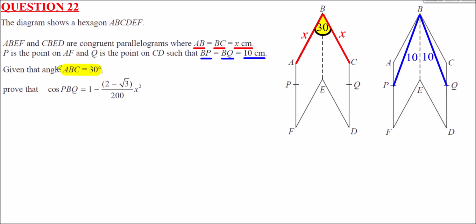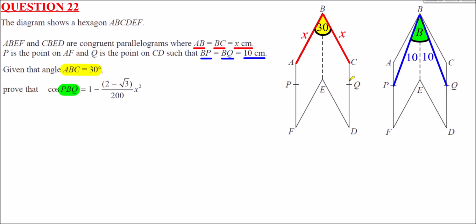And we're wanting to prove that cos PBQ is this horrible looking expression here. So cos PBQ is the angle made as you go from P to B to Q. So angle PBQ is this one here. So I'm going to put that one there. So it says here as well about P. P is a point on AF, so from A to F, and Q is a point on CD, so here. So we're told that that's 10 centimeters.